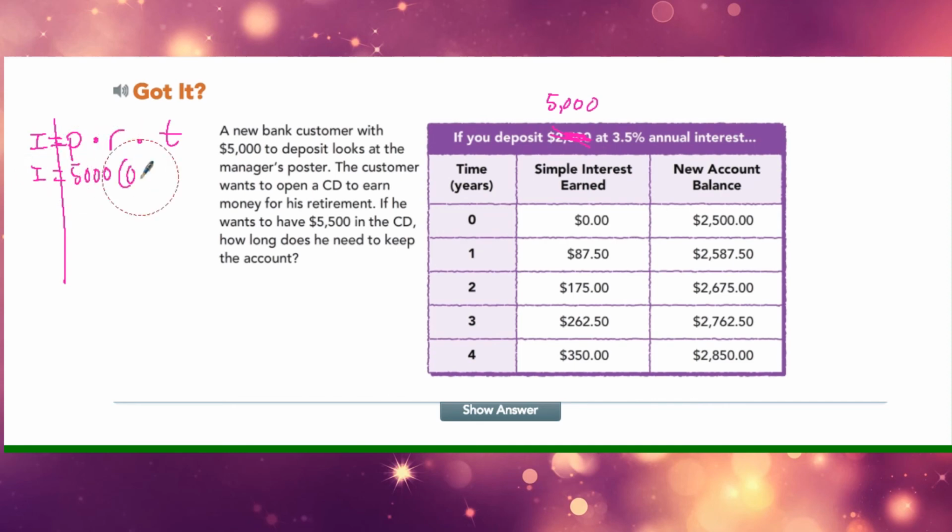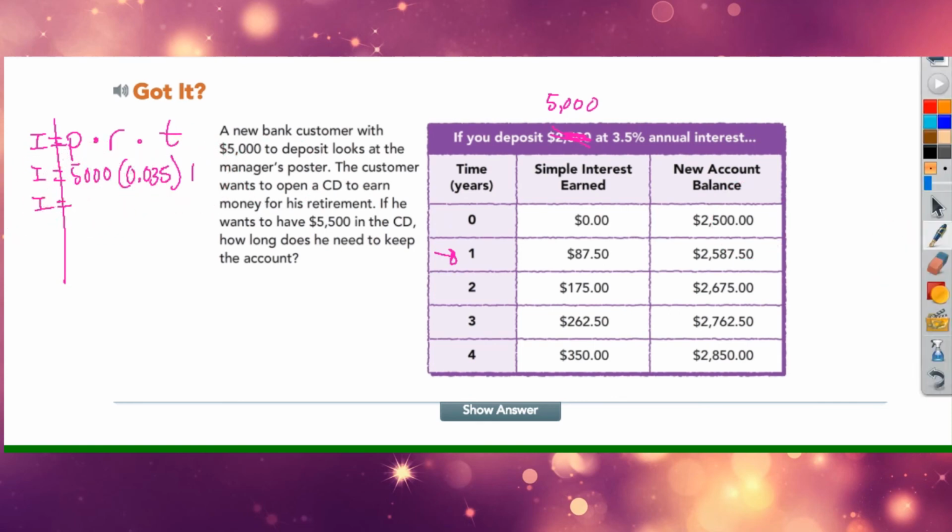$5,000 will be our principal. Our rate will be the same. And let's go ahead and figure out what our interest will be at year 1. So now I need to multiply the 5,000 times 3.5%. And when I multiply those two numbers, I get 175. And then I have to multiply that by 1. Any number times 1 is itself. So this means at year 1, the interest that will accumulate is $175.